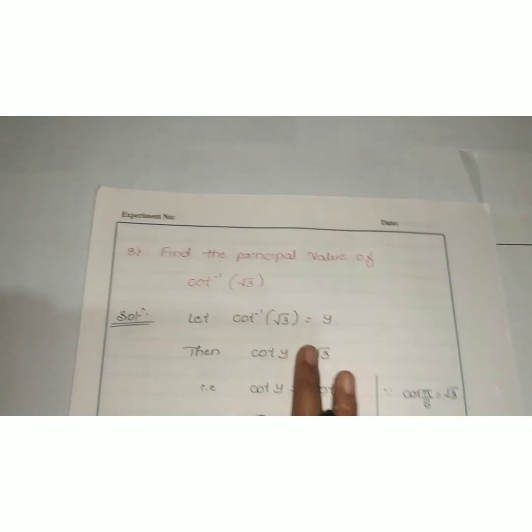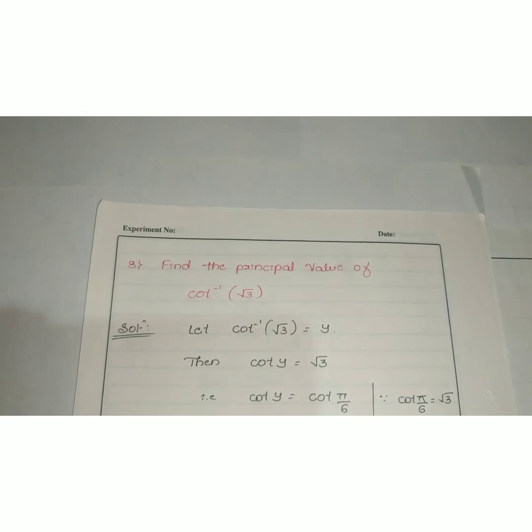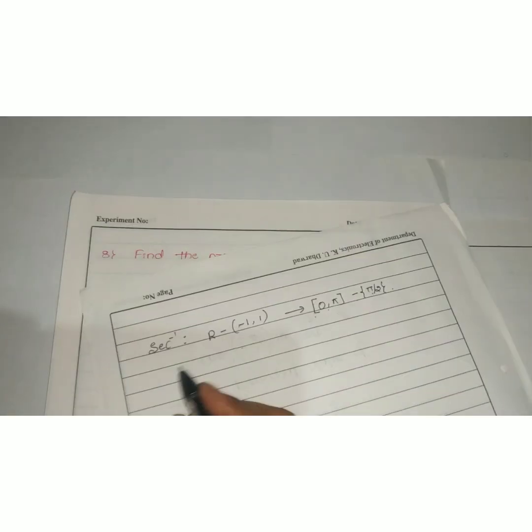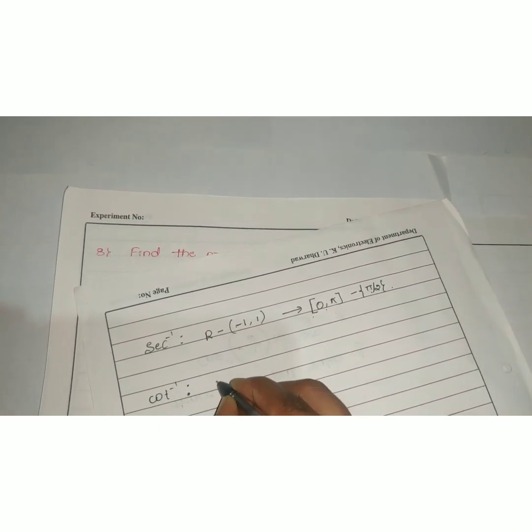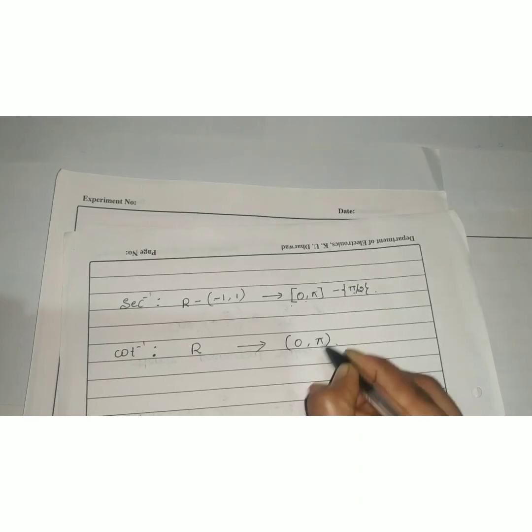And 8th one, find the principal value of cot inverse of root 3. And here, domain and range of cot inverse function. The domain of the cot inverse function is all real numbers, and the range of the cot inverse function is the open interval 0 to pi. Open interval means it excludes the 0 and pi values.